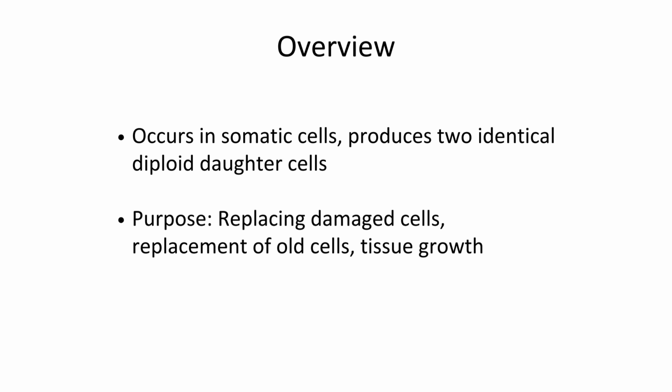Mitosis is the process by which somatic cells, that is, all the cells in our body except our sex cells, divide and form two identical daughter cells. These daughter cells are genetically identical to each other and to the parent cell, and they are diploid, meaning they carry two complete sets of chromosomes.